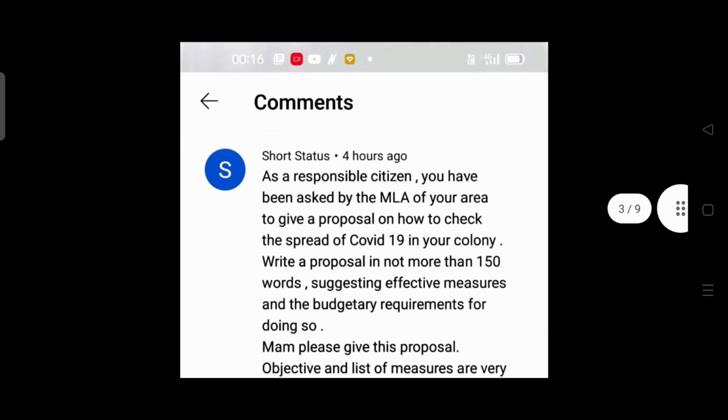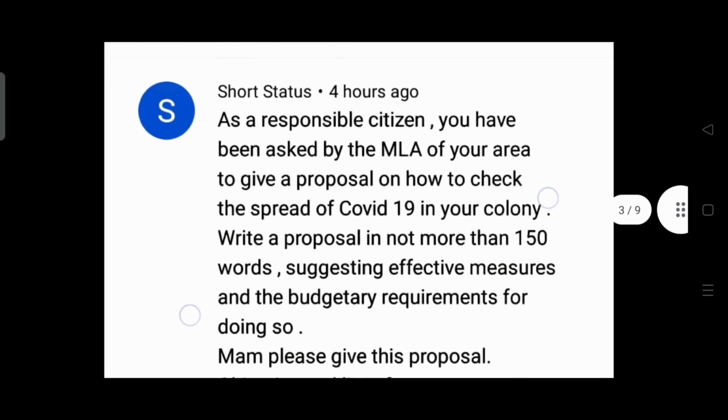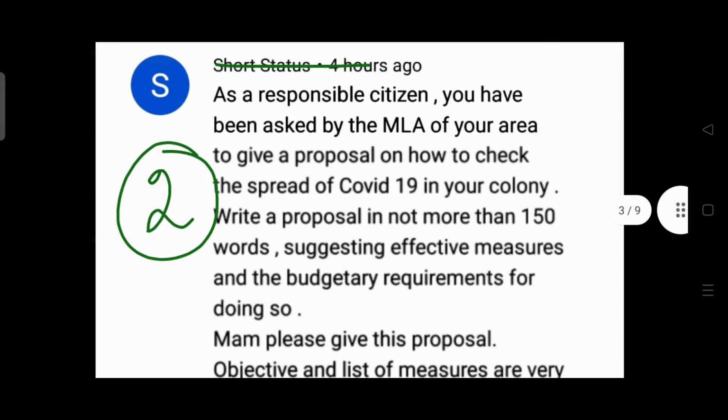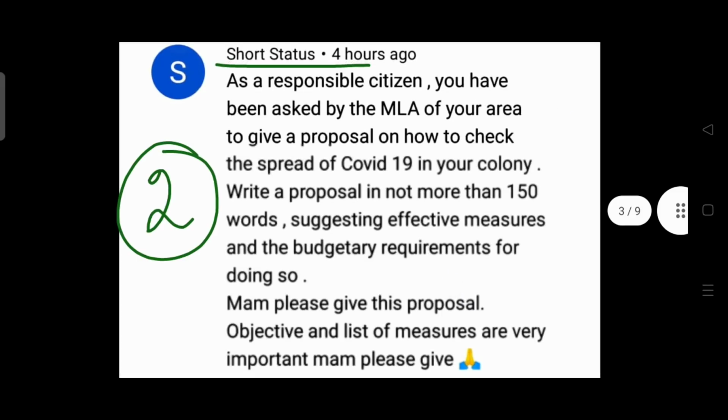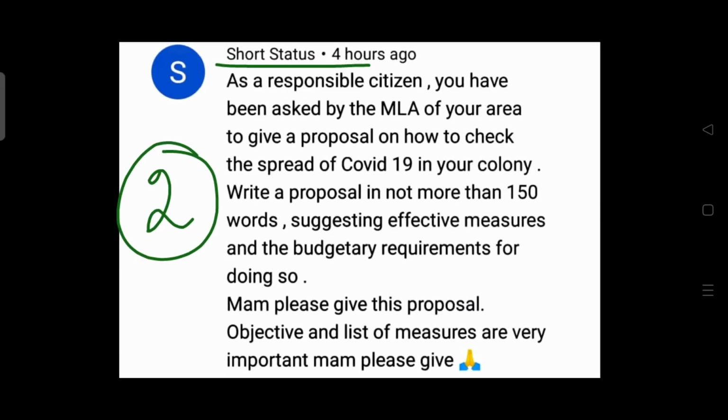Let us move on to the next question now. Short Status, thank you for this question. Let us read this question. Question 2. As a responsible citizen, you have been asked by the MLA of your area to give a proposal on how to check the spread of COVID-19 in your colony. Write a proposal in not more than 150 words suggesting effective measures and the budgetary requirements for doing so.